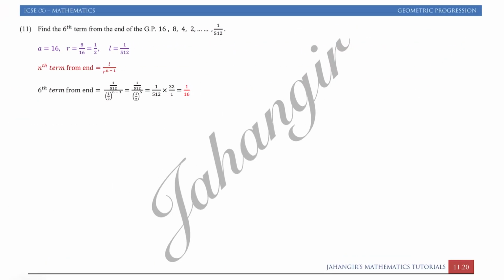Question number 11. Find the sixth term from the end. See, if you have to find the nth term from the end, we have a formula in GP. When it is a GP, our formula is L upon R raised to n minus 1. Okay, for AP, let us revise.